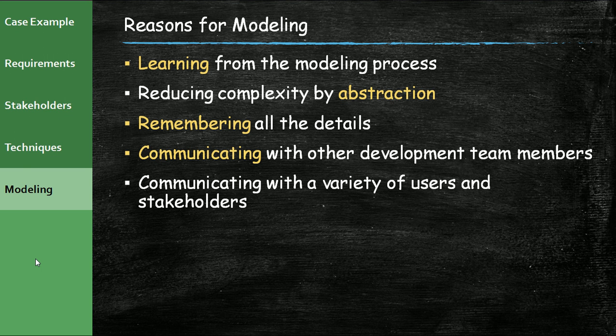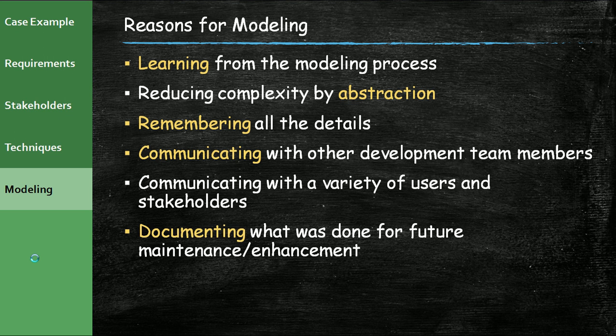But if you give someone a model that they can very quickly digest and understand, it not only engages people a lot easier than a narrative, it's not as hard to look at a model as it is to read a long narrative. It's also a lot faster for them to read, and they can understand it a lot better. And a lot of times, I think with a model, you get a lot more meaningful feedback from your stakeholders and from your users. Finally, documentation. Documenting what was done for future maintenance and enhancement, so people can very quickly ascertain exactly what the system was supposed to do by looking at that model.